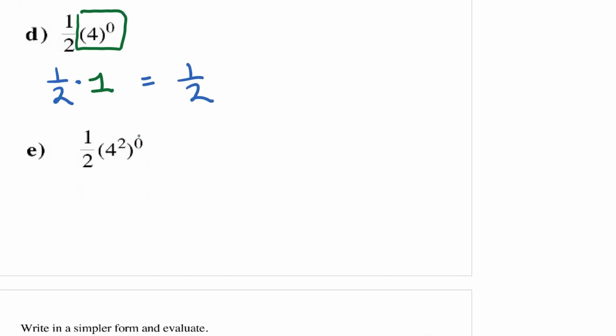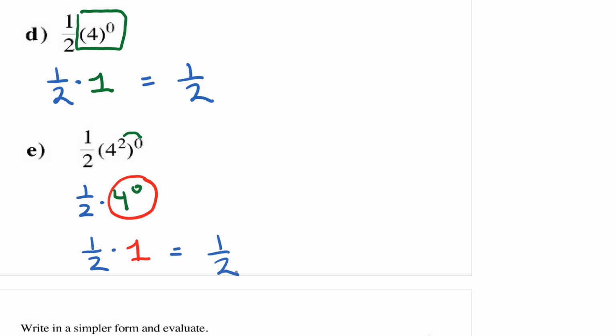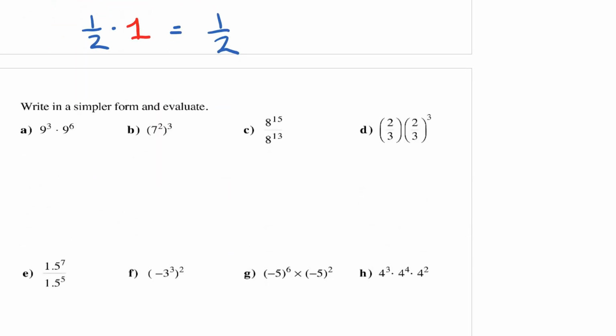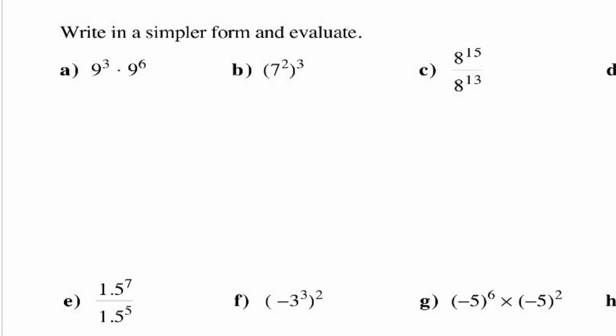Over here, if you went ahead and multiply those together, you have 4 to the power 0. And then you have the 1/2 in front. And once again, anything to the power 0 is going to be 1. And then 1 times a half is still going to be a half. So there you go. So for 7e, the answer is also going to be 1/2. Okay, so move on to a few more questions here.